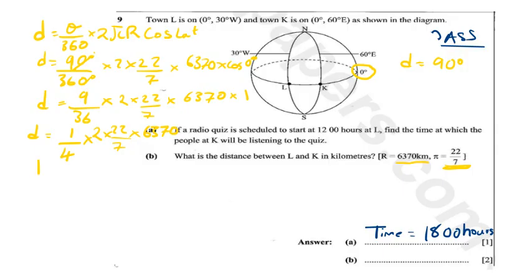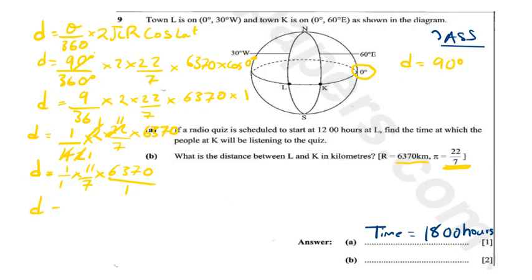Now you start reducing again. The number that can enter into 4 and 2 is just 2. So 2 there, it's 1. 2 there, it's 2. Now we know that 2 can enter into 22, 11 times. So we have 11 there and a 1 there. So we are going to have 1 over 1 multiplied by 11 over 7 multiplied by 6370, like that. So this is just the same as over 1.